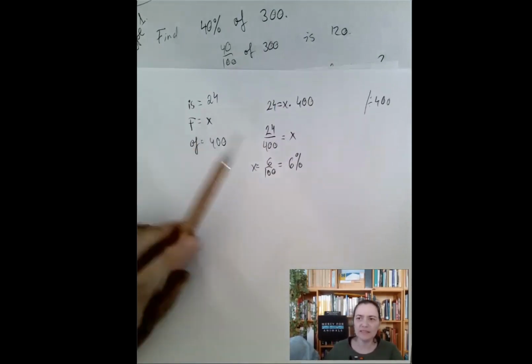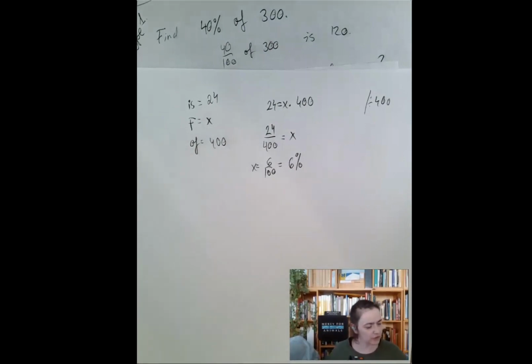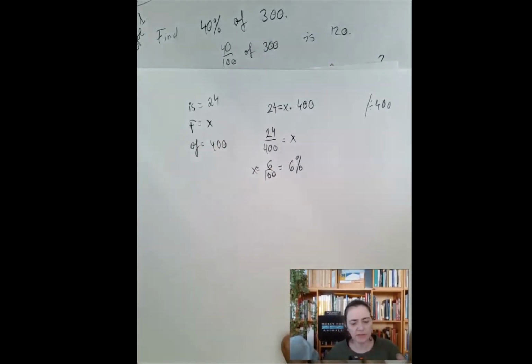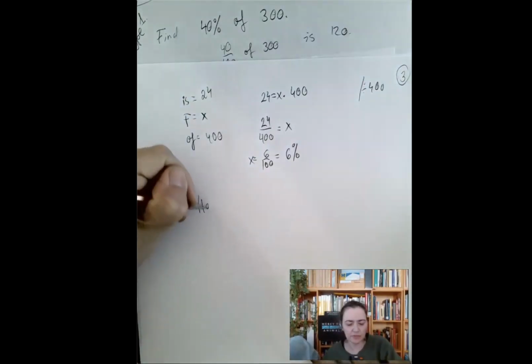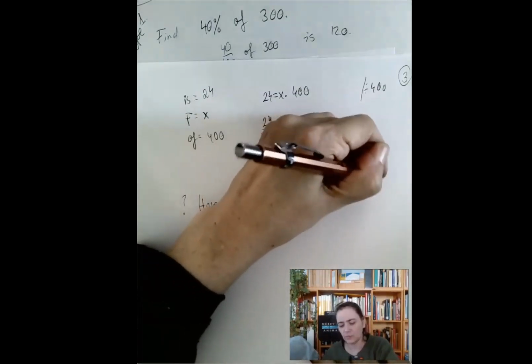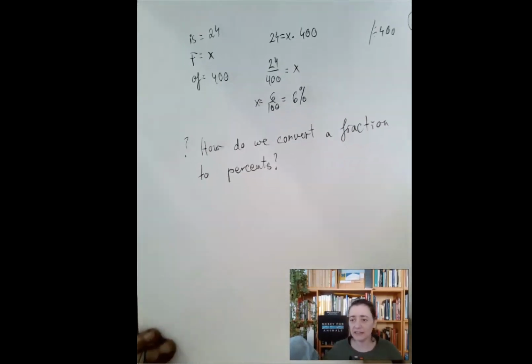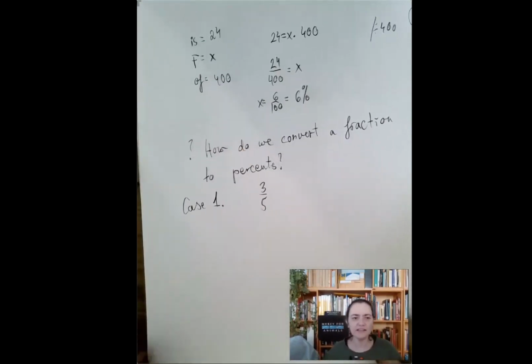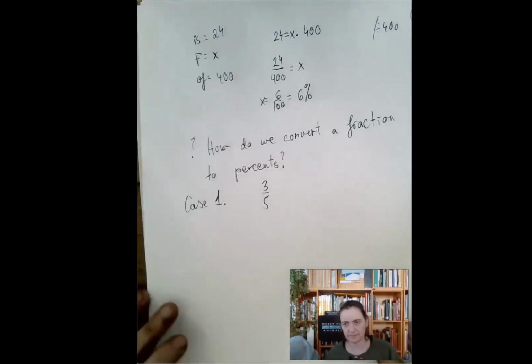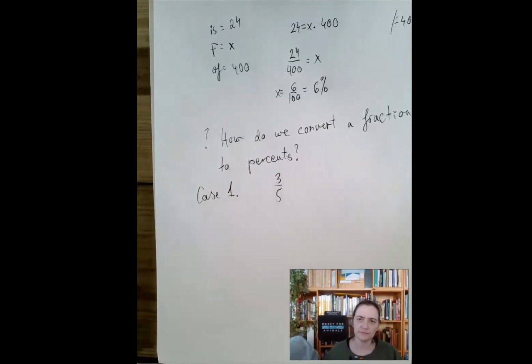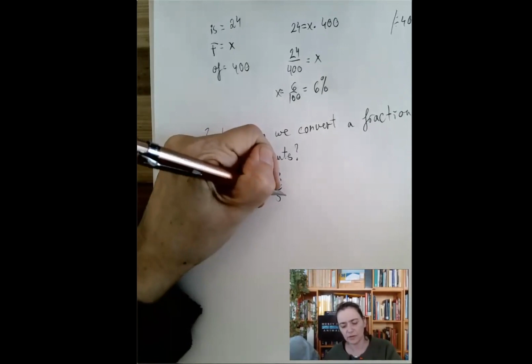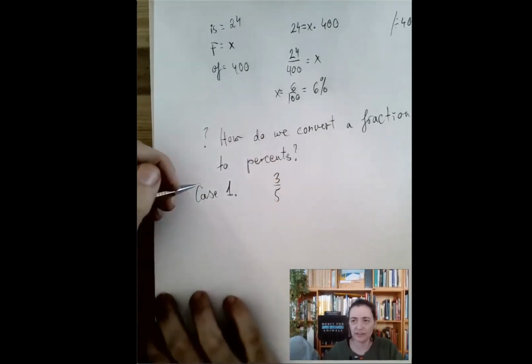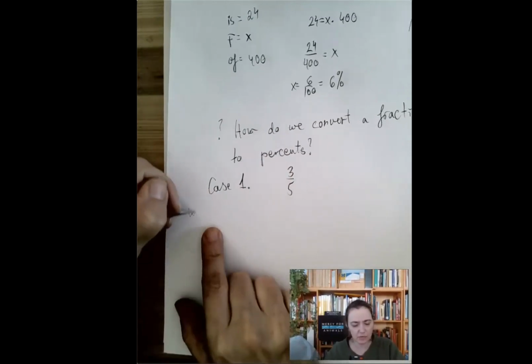Now, this is where you have to be lucky. If we have a fraction like 3 over 7, that's nasty. So one question that comes up here is, how do we convert a fraction to percents? Well, there are 3 cases. Case 1. Suppose you get something like 3 over 5. What percent is 3 over 5? Write it as a percent. Exactly. So case 1 is when the denominator is a divisor of 100. Then we just have to scale it up. Easy breezy.